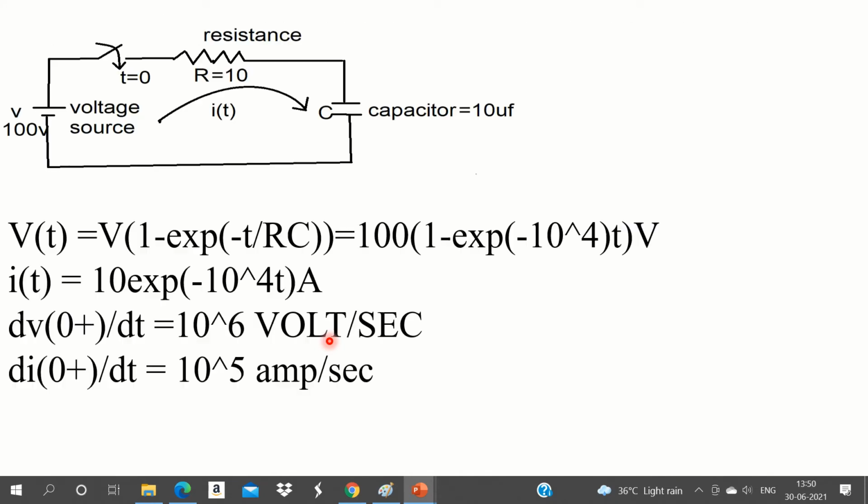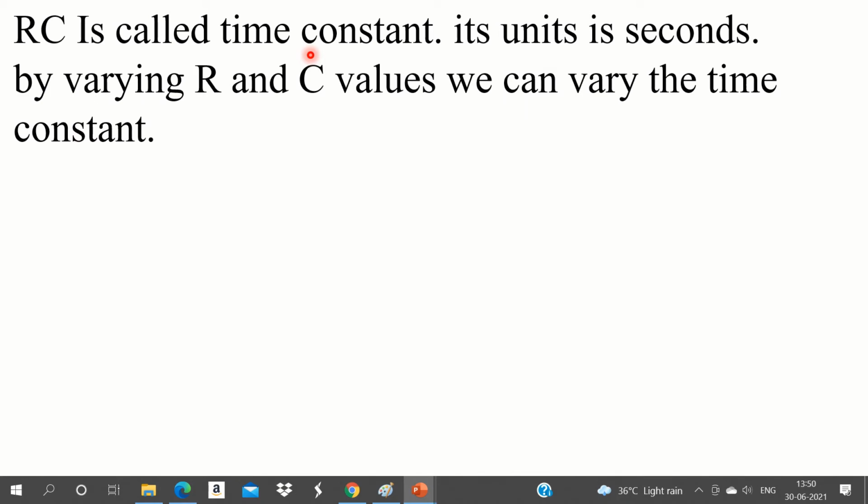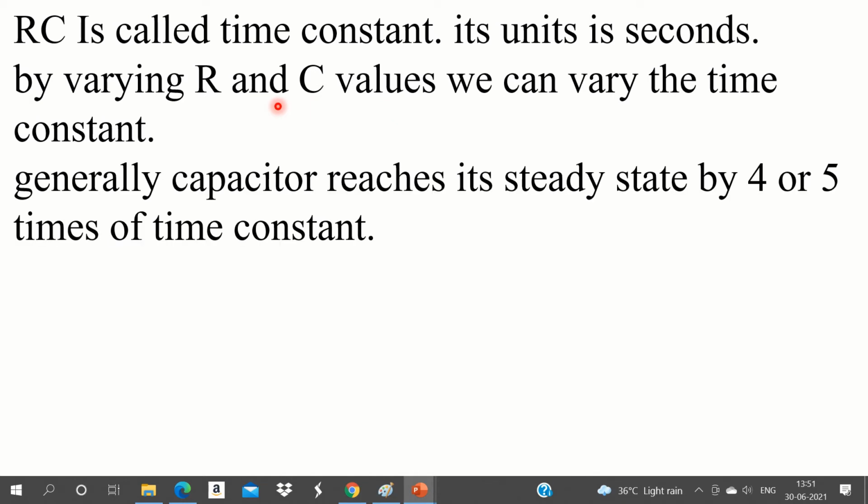Here we have written a term called RC. This RC is called the time constant. Its unit is seconds. By varying R and C values, we can vary the time constant. Varying R is very easy.